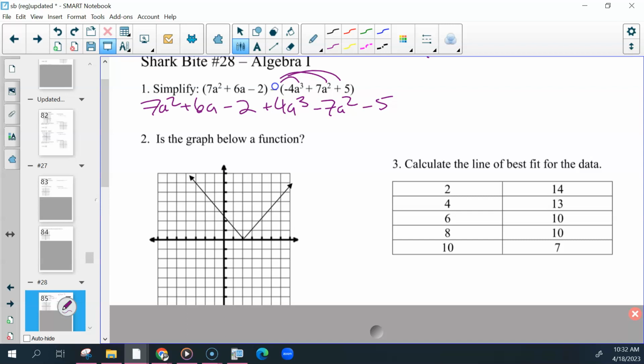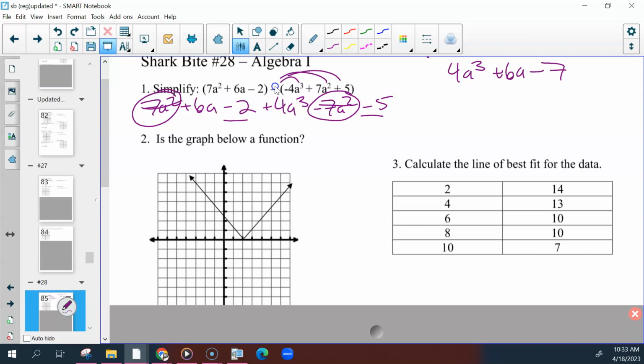And then you're just combining like terms and rewriting so that the highest exponent goes first. So 4a to the third doesn't have a like term, so that will go first. 7a squared cancels with negative 7a squared, so nothing there. 6a is by itself, and negative 2 minus 5 would be combinable. So 4a to the third plus 6a minus 7 would be that final answer.